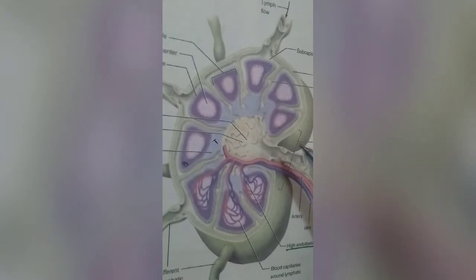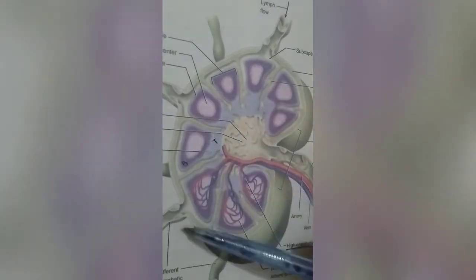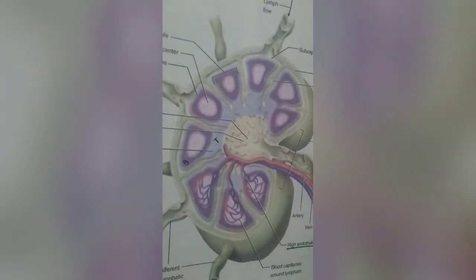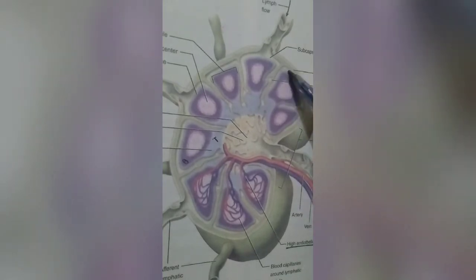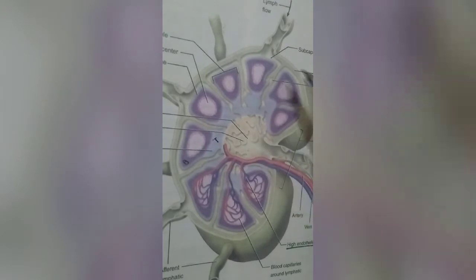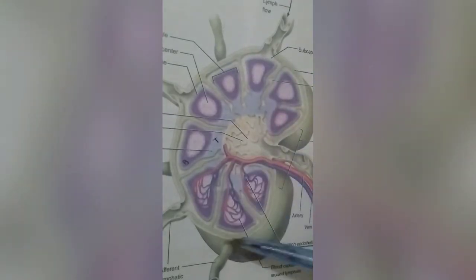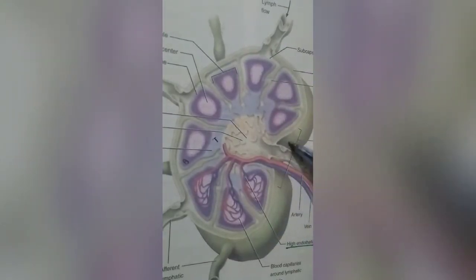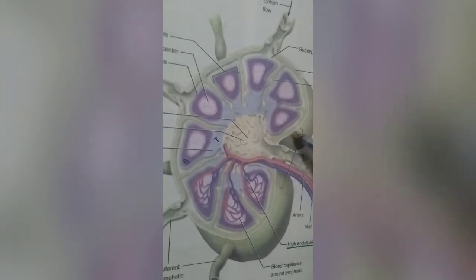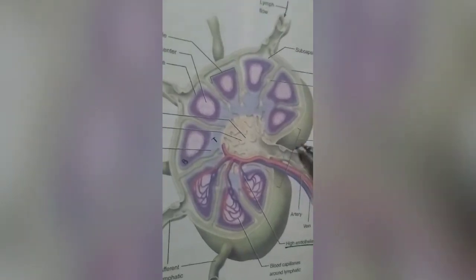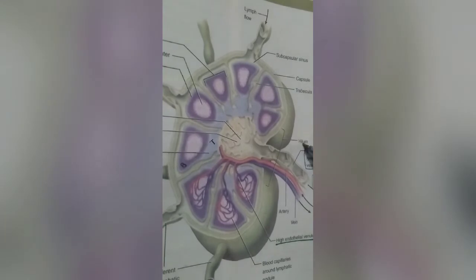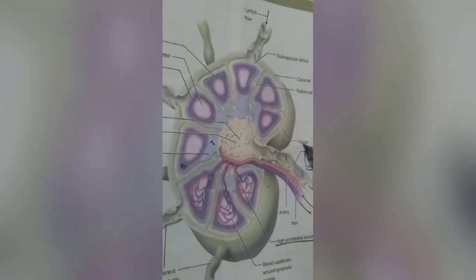Each node has a convex contour except at one point. You can see here the lymph node is bean shaped and all the outer surface is convex, but there is one point where it is not convex, and this point is known as the hilum, as you can see here.